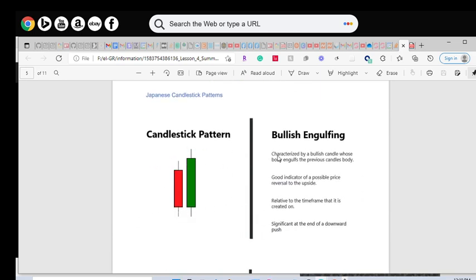Candlestick patterns: you can see the characteristic of a bullish candle whose body engulfs the previous candle. This is the bullish engulfing pattern. They're characterized by bullish candles whose body engulfs the previous candle's body. It is a good indicator of possible price reversal relative to the time frame that it's created on, and is significant at the end of a downward push.